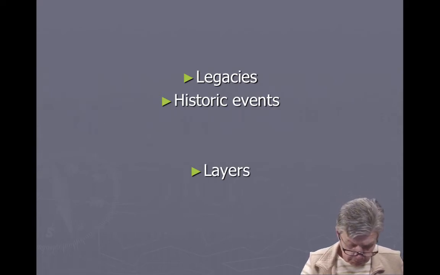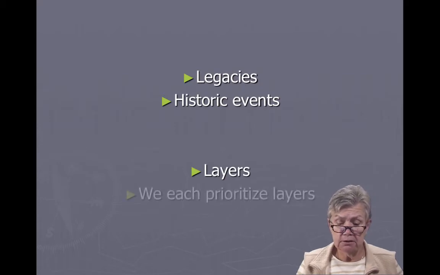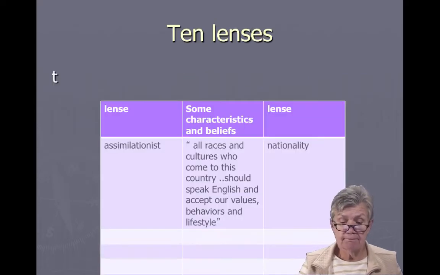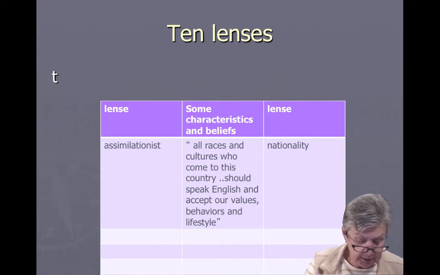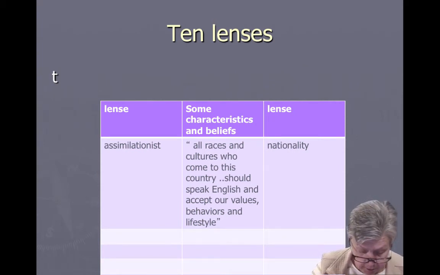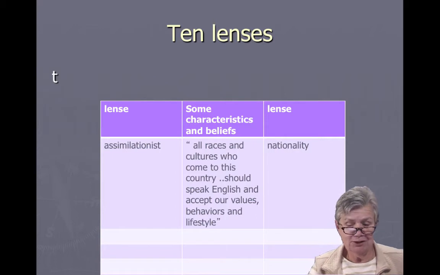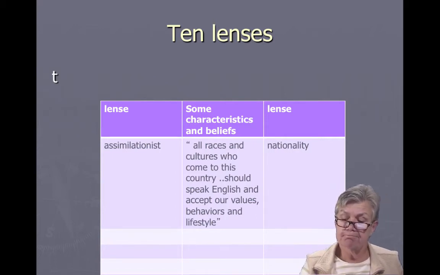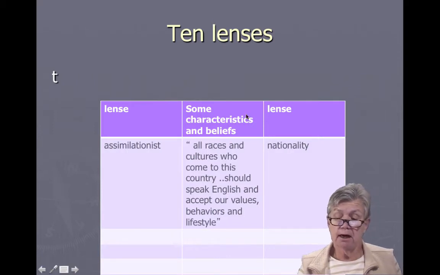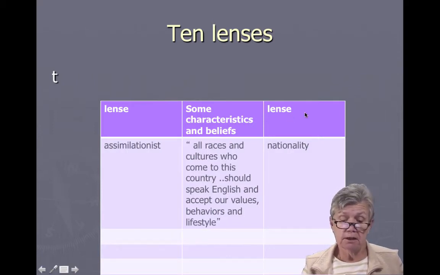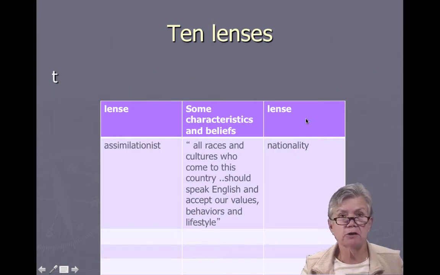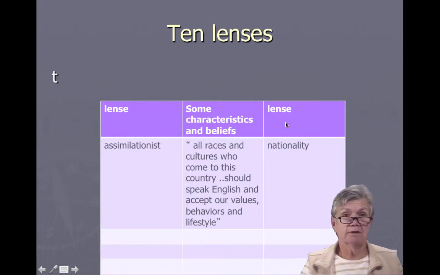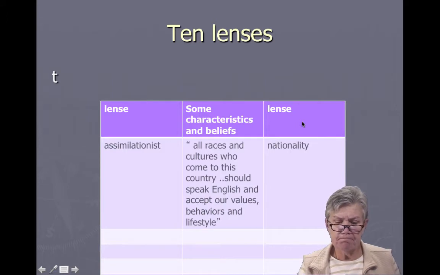So let's look at the next set of slides. In his book, The 10 Lenses, Williams talks about, obviously, 10 lenses. And the third block in the top here that says lens should say layers. So we're going to look at these very broadly for just a few moments. Then I'm going to take a look at my lens in a little more detail for you.